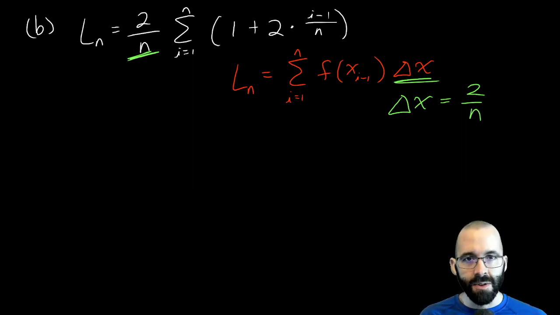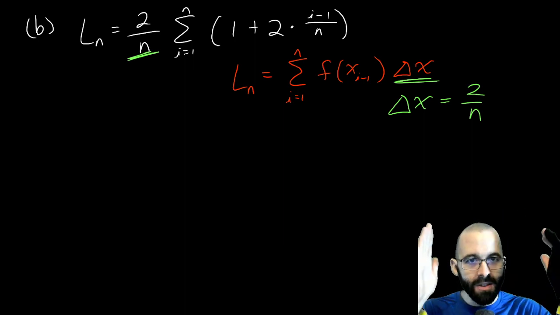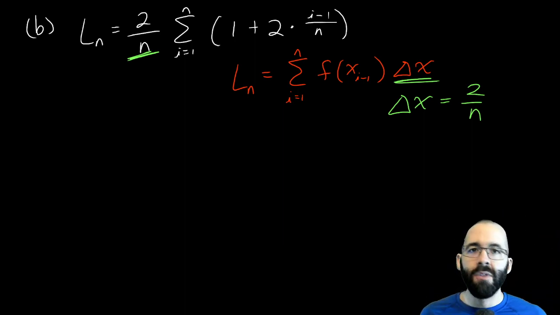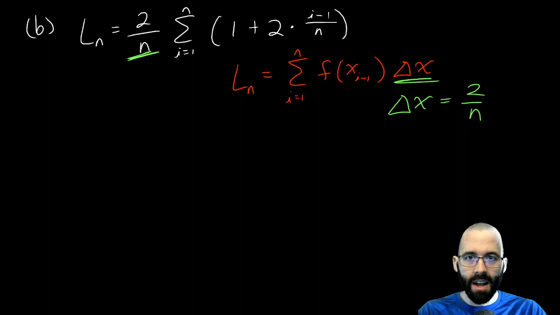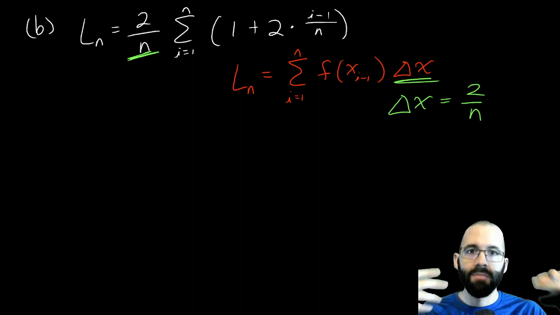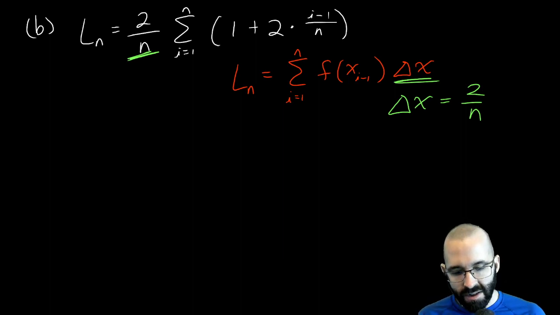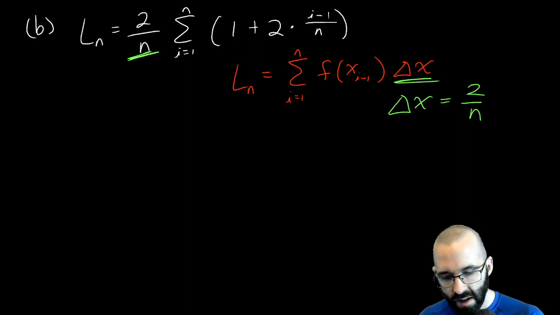Because there are n rectangles, and if each rectangle is 2 divided by n in width, that means the total width of our interval has to be 2. If it were 3 over n rectangles, each one 3 over n, the total width is going to be all of that together, 3 over n times n, 3. Okay, so these green things are indeed the same. And the yellow things are going to be the same as well.